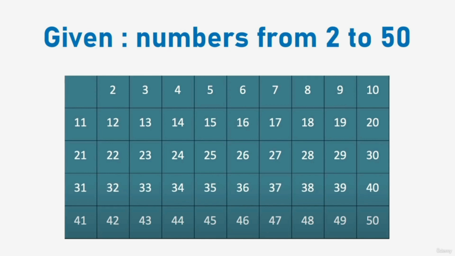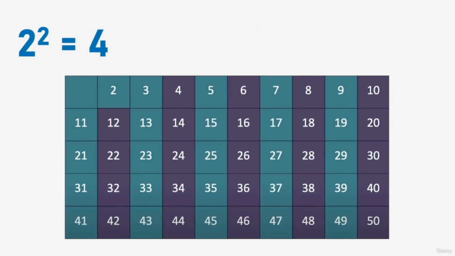So in this algorithm, we are going to run a loop from the minimum number, which is 2, and take the square of that number, which means we have taken the square of 2, which is 4, and mark all the multiples of 2 which are greater than or equal to the square of that number. We can observe in the table that we have marked all the multiples of 2 which are greater than or equal to 4.